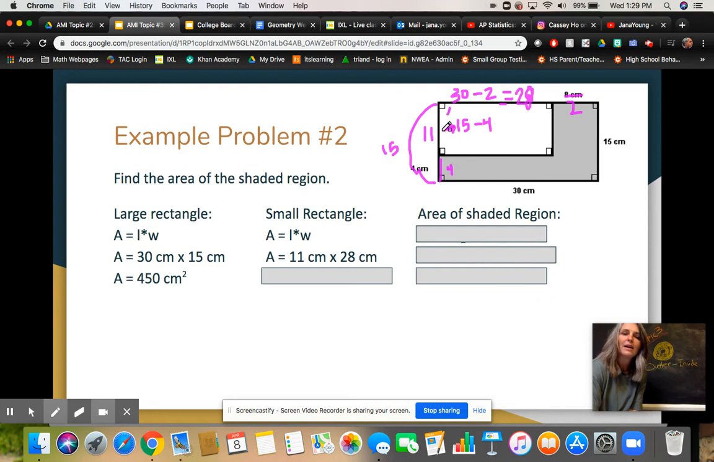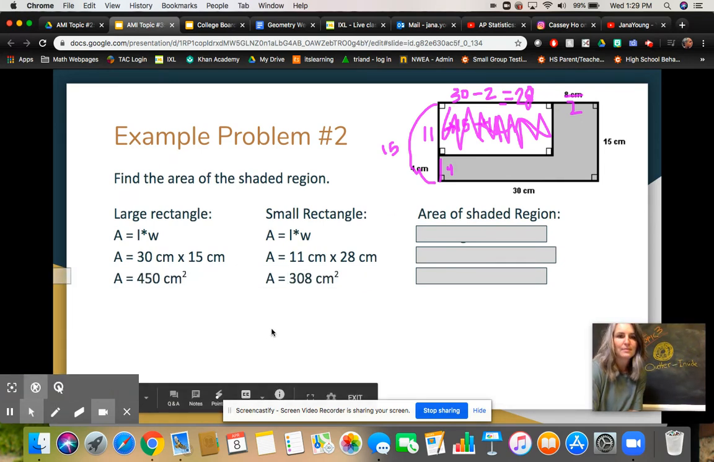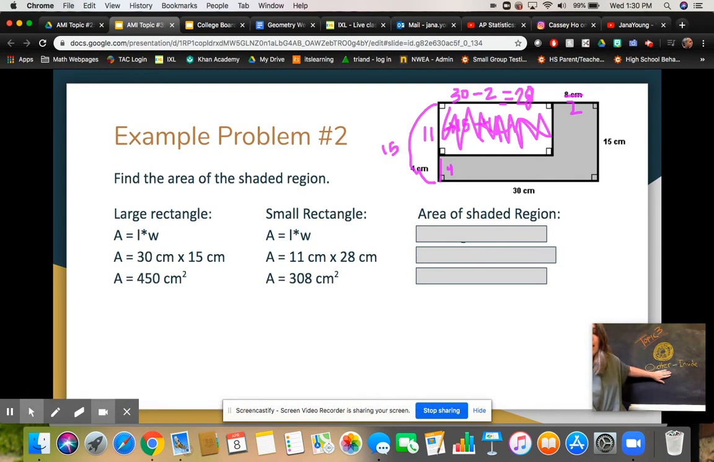So now I can find the area of this white rectangle right here. I'm an artist. By doing 11 times 28. And that will give you 308, right? Okay, then I can find the area of the shaded region by doing outer, which I think is spelled wrong, minus inner. And so that's going to be big rectangle minus small rectangle.